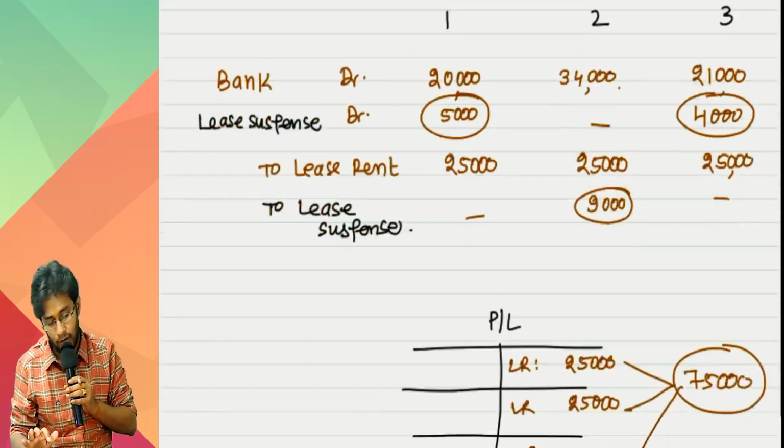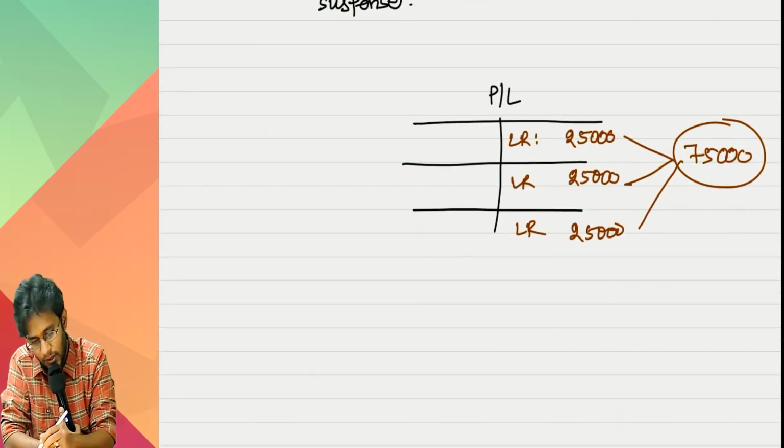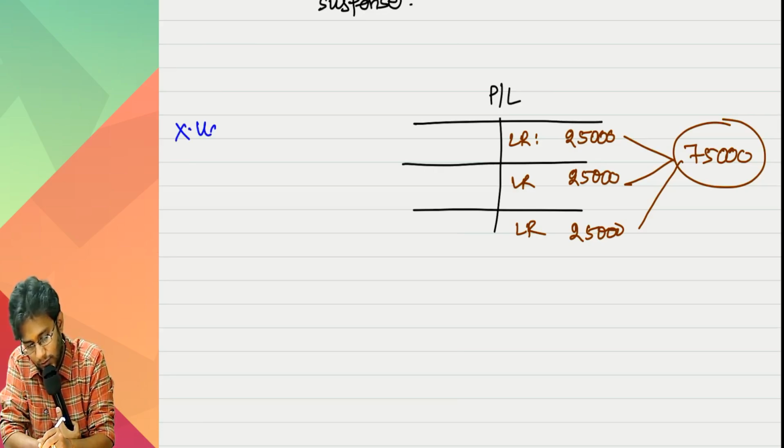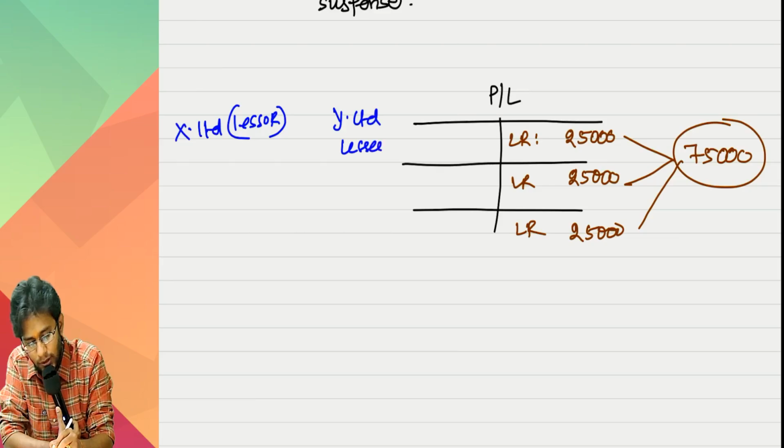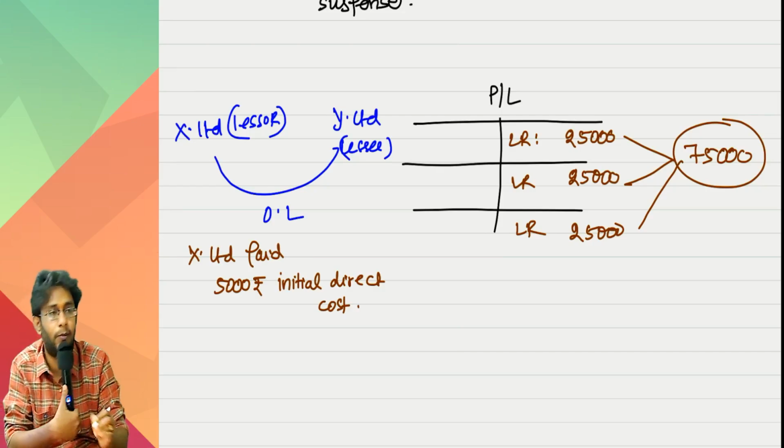That's it, sir. Next, in the course of operating lease, suppose X Limited is a lessor, enters into an operating lease with lessee Y Limited. In this process, sir, X Limited paid 5,000 rupees initial direct costs, and the legal charges and all X Limited paid.